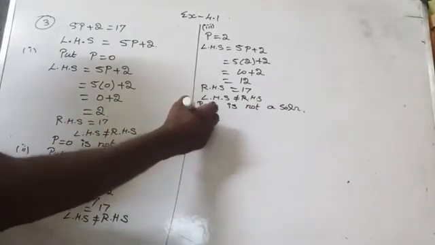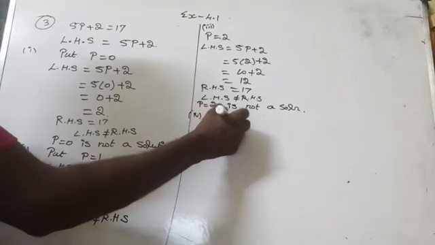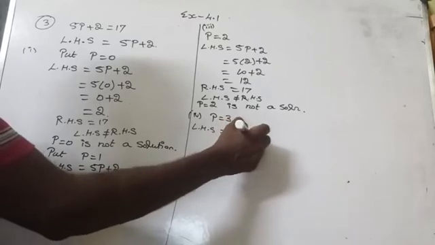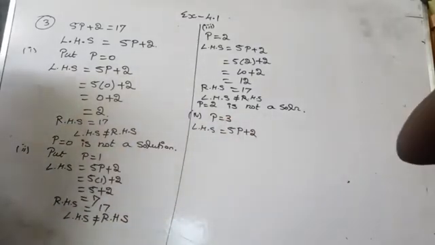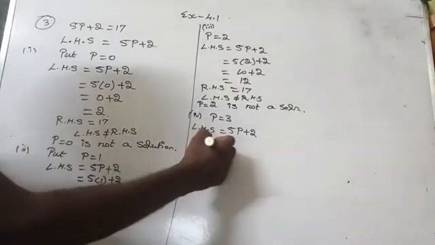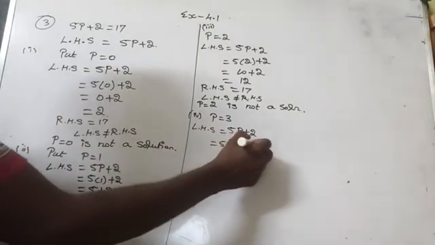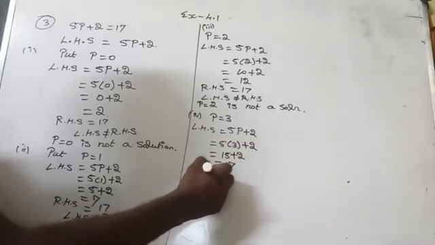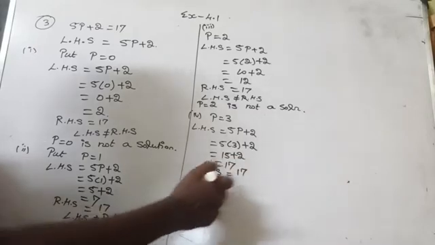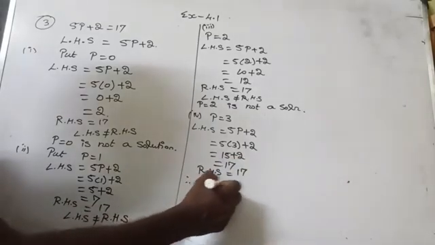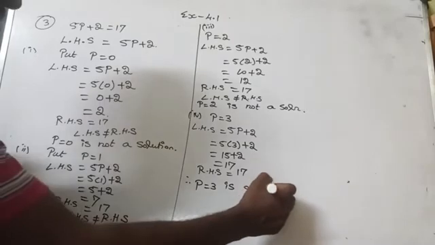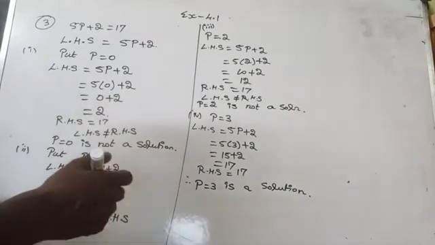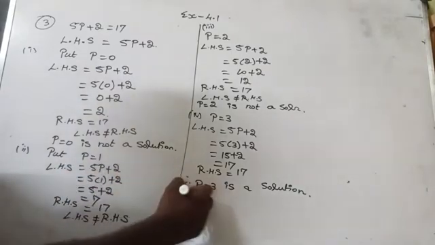Shall we try the value p equal to 3 now? Put p equal to 3. The left hand side is 5p plus 2, that is 5 into 3 plus 2. 5 threes are 15, plus 2 is equal to 17. The right hand side is also 17. Therefore p equal to 3 is a solution of the equation 5p plus 2 equal to 17.